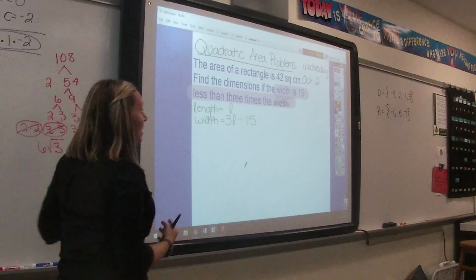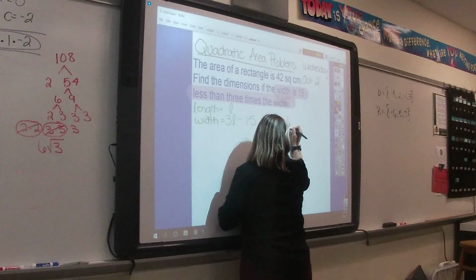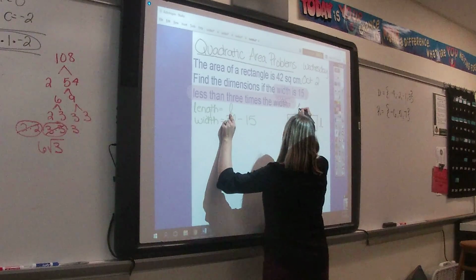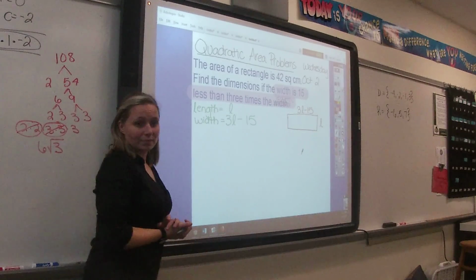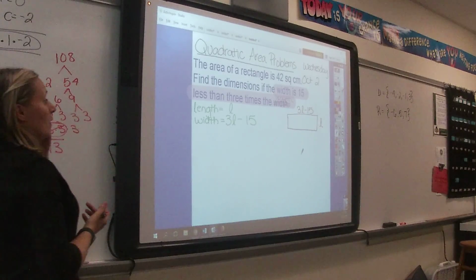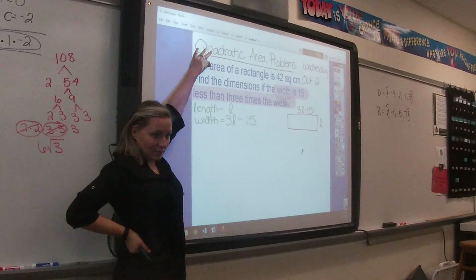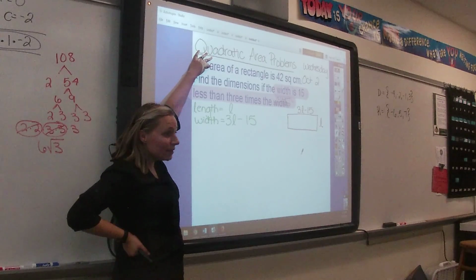Okay, next piece. We now know that we're talking about a rectangle, and we have an L and we have a 3L minus 15. Oh no, we did this earlier. That means we have to solve this problem, and we are talking about area. How do we find area? Length times width.